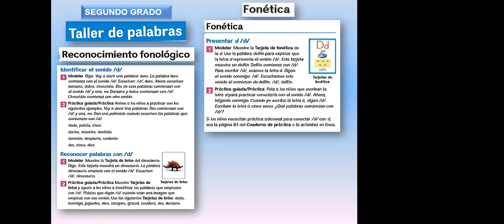It's going to also follow that model of the release of responsibility. You're going to model first, then guided practice, and then practice. All of the resources that you're going to need in order to teach your phonological awareness and your phonics are also going to be particular to Maravillas versus the ones that you use in Wonder.